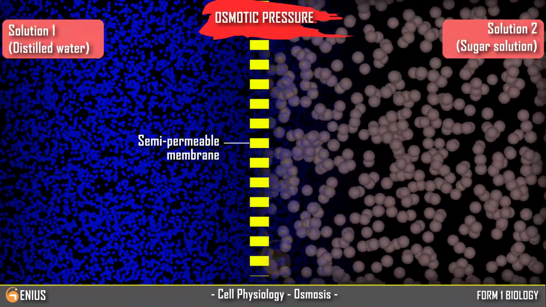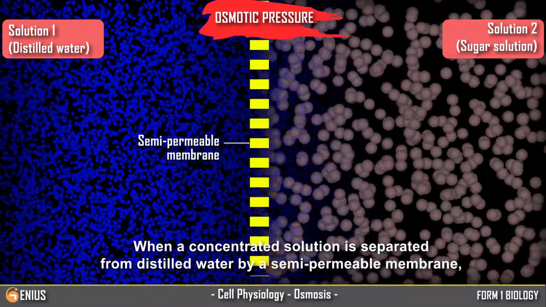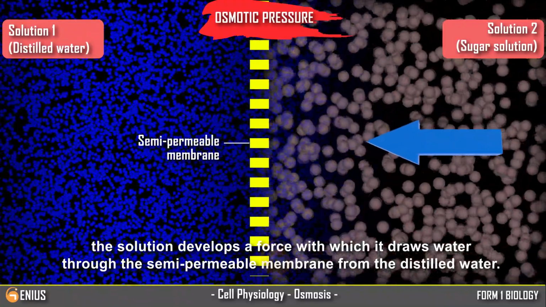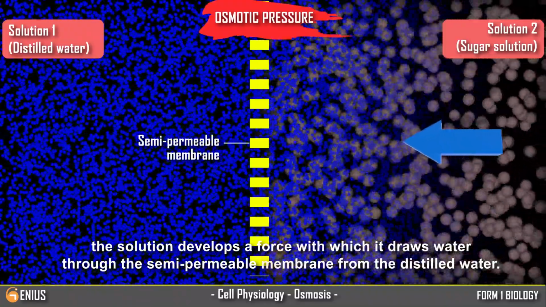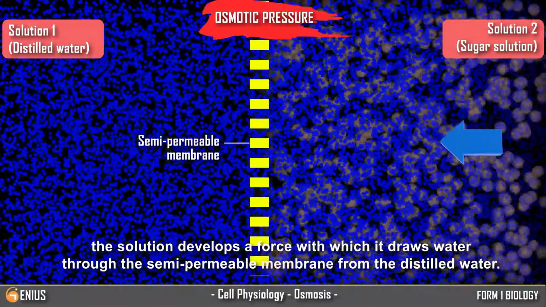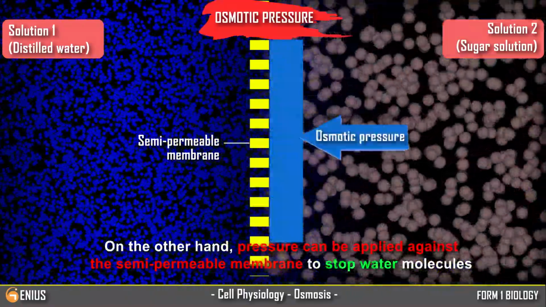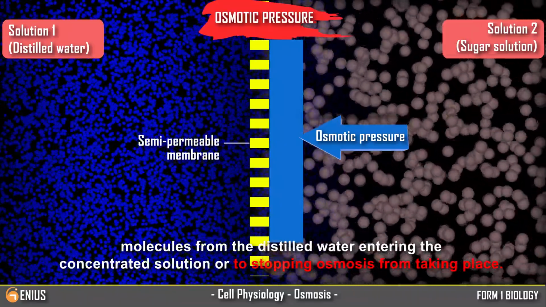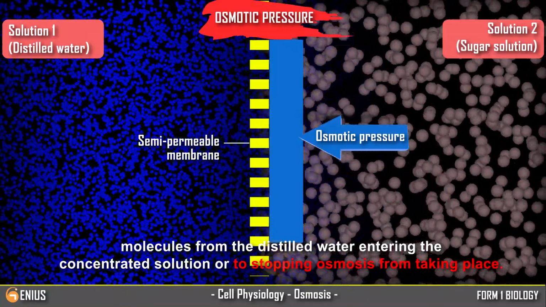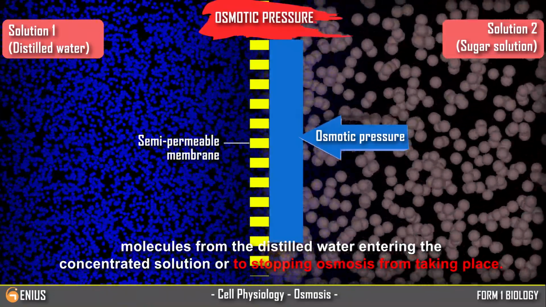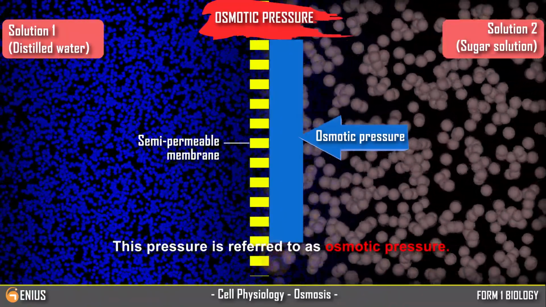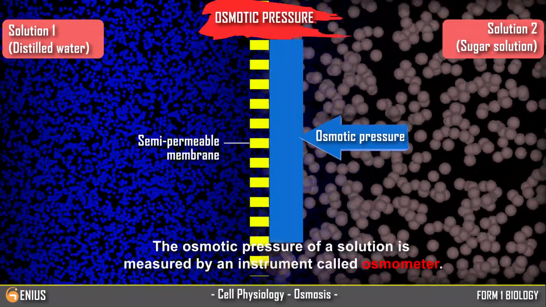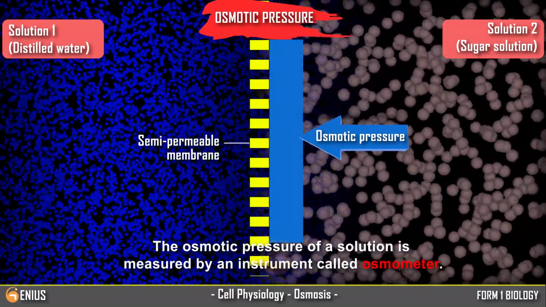Osmotic pressure. When a concentrated solution is separated from distilled water by a semipermeable membrane, the solution develops a force with which it draws water through the semipermeable membrane from the distilled water. On the other hand, pressure can be applied against the semipermeable membrane to stop water molecules from the distilled water entering the concentrated solution, or to stop osmosis from taking place. This pressure is referred to as osmotic pressure. The osmotic pressure of a solution is measured by an instrument called an osmometer.